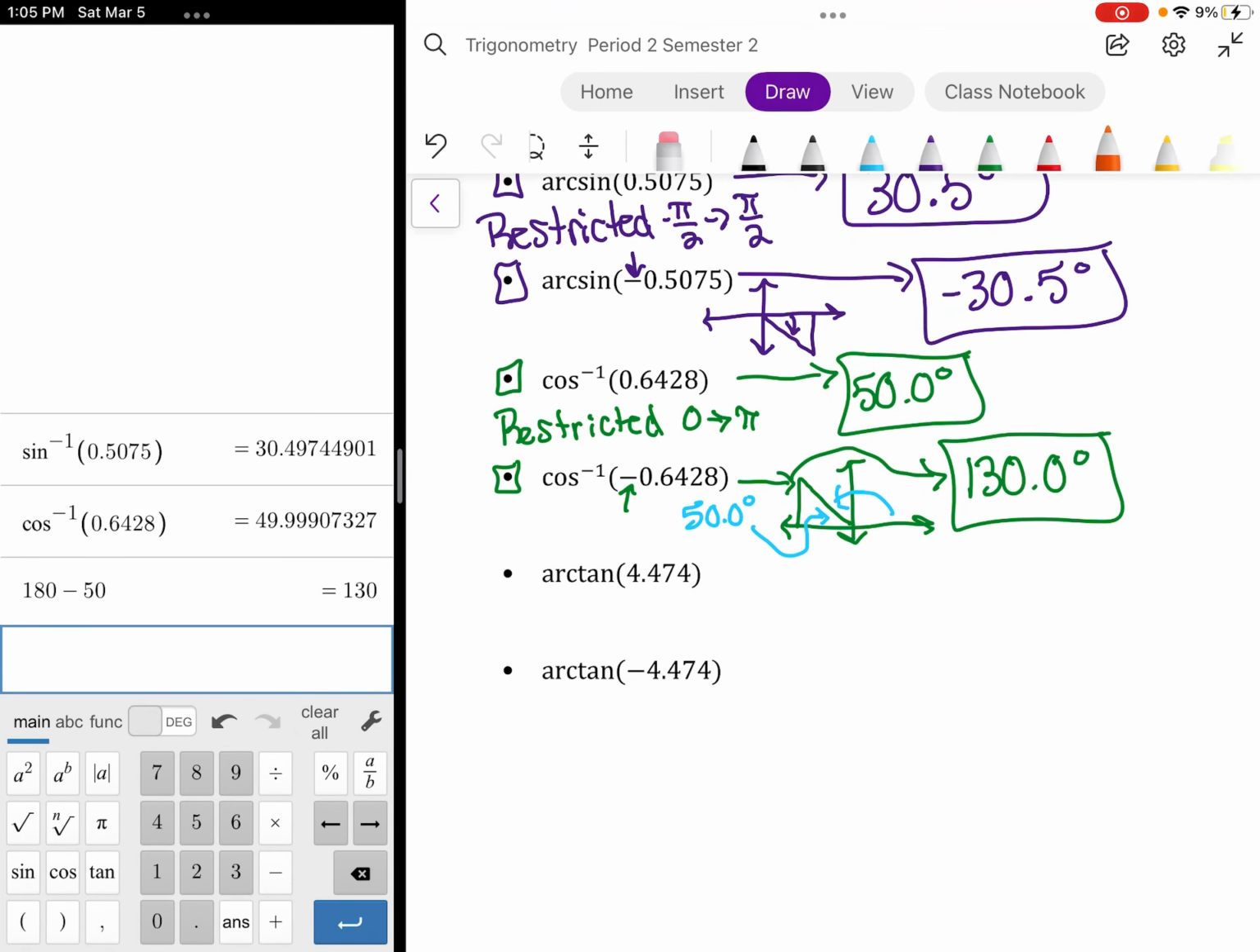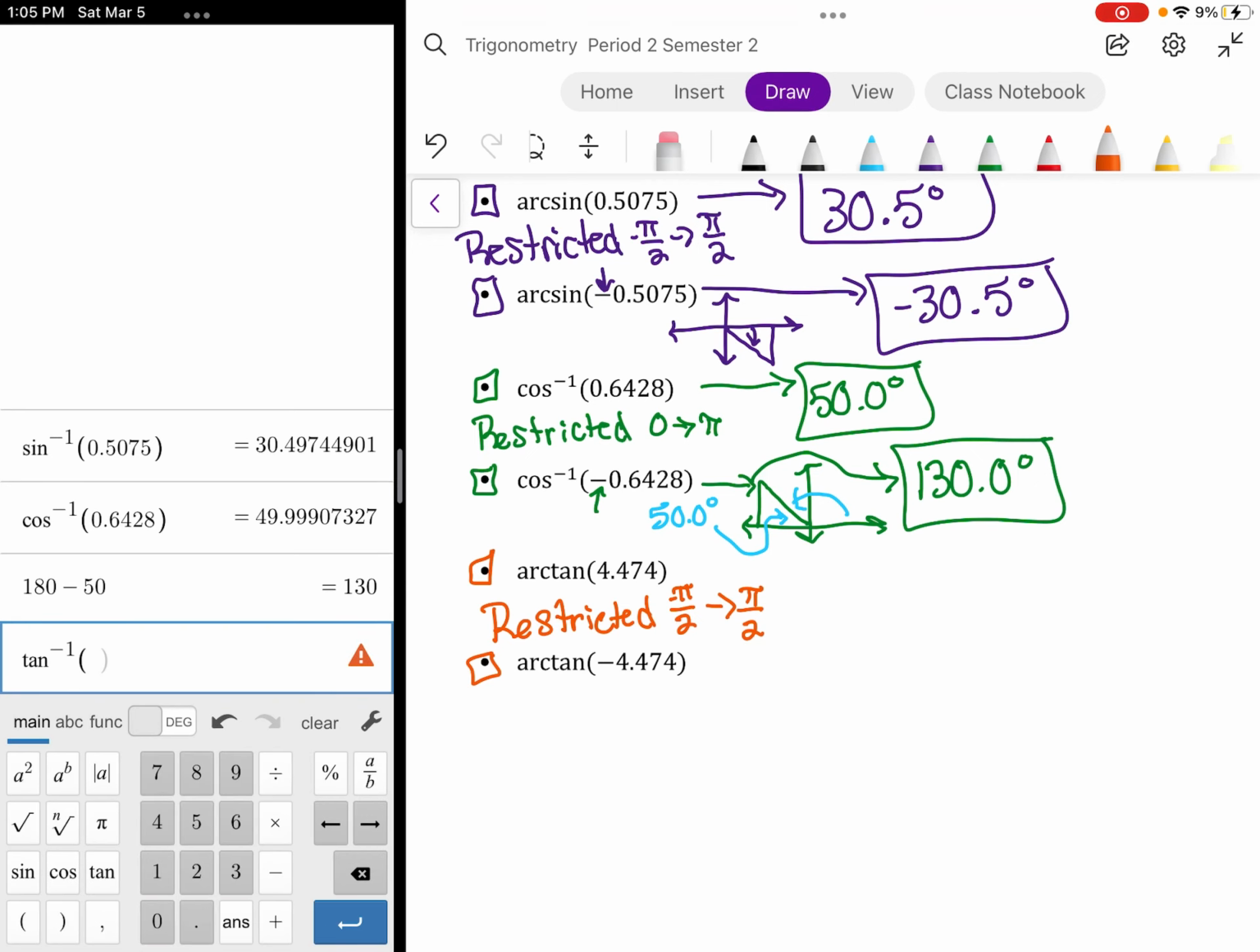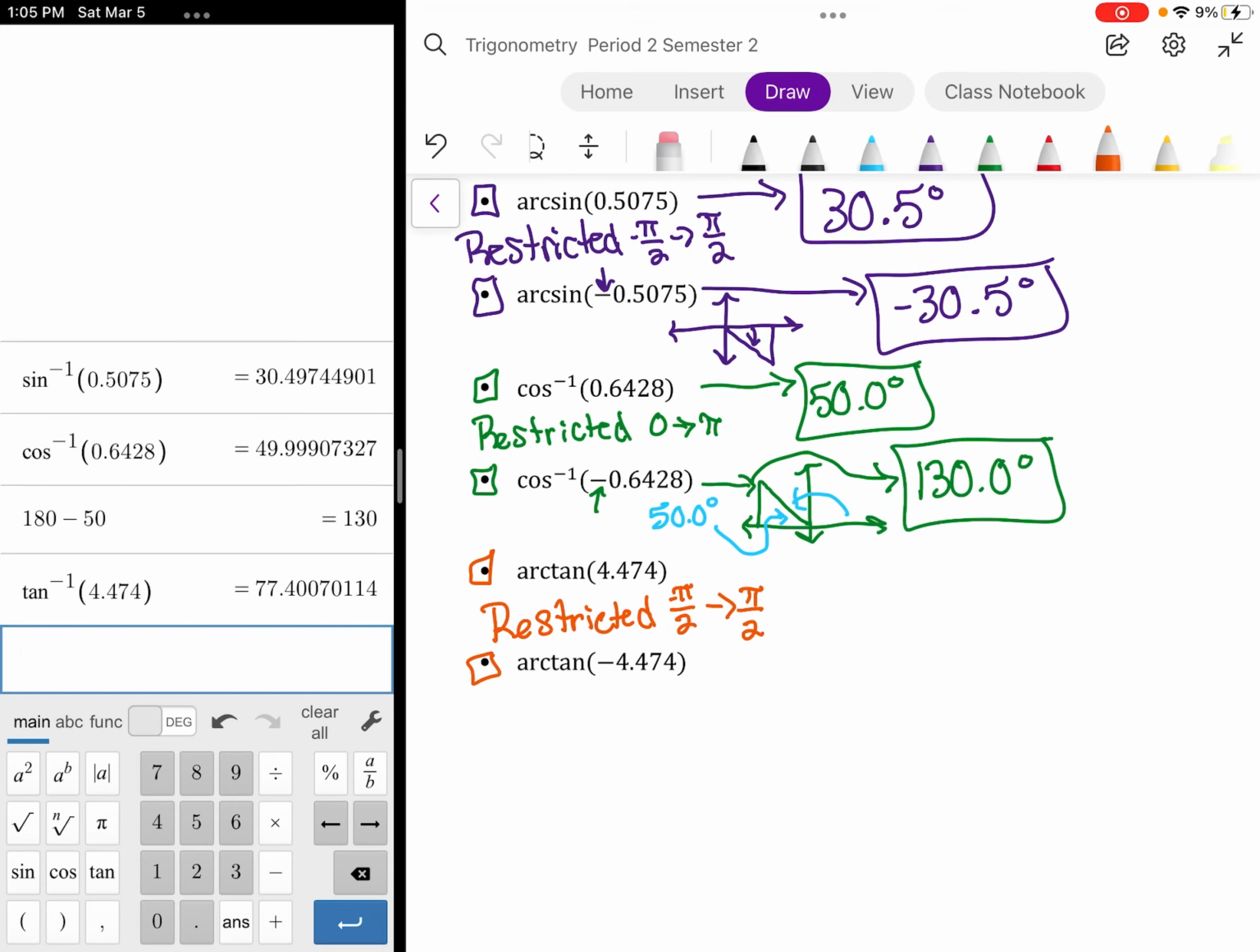And lastly, we are going to do our arctangent or inverse tangent. And remember, this one is restricted to negative pi over 2 and pi over 2. So we're going to start by typing in the inverse tangent of 4.474. And the answer for our first one is just going to be 77.4 degrees because tangent is positive in that first quadrant.